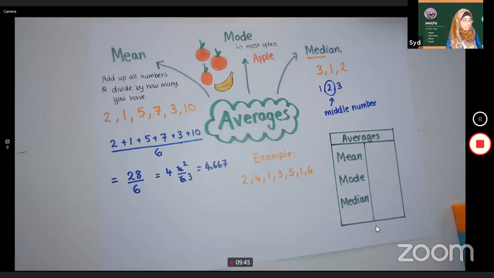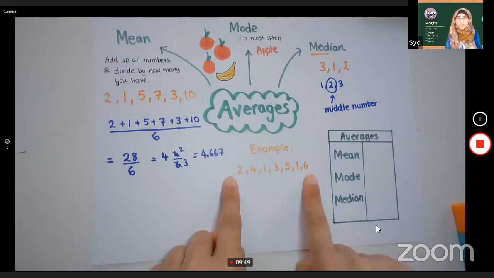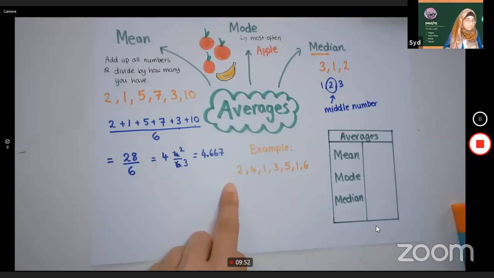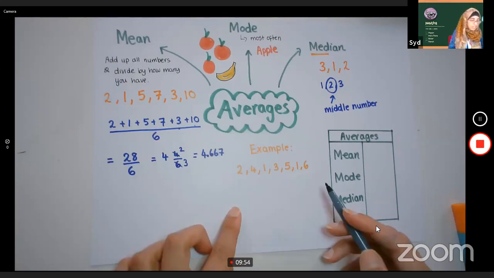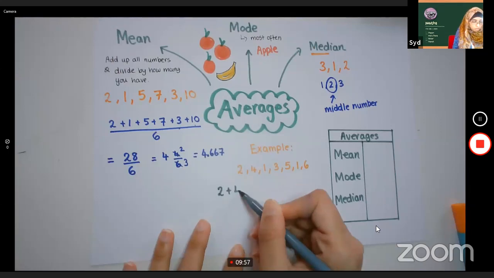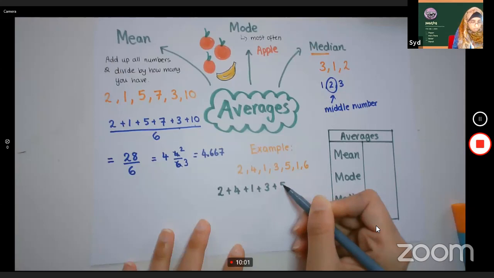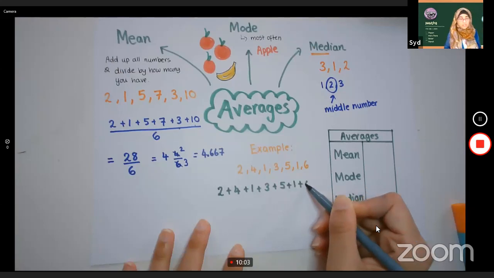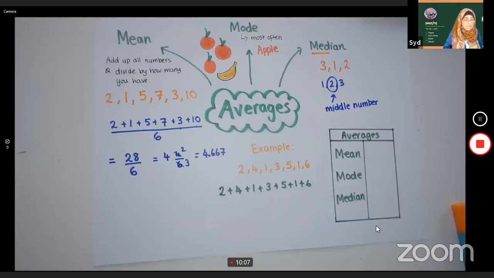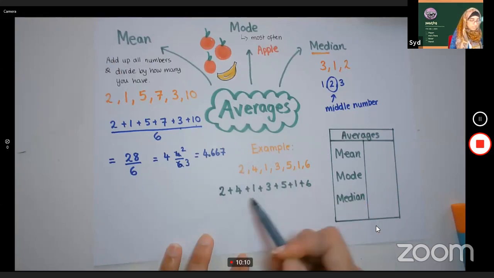Right, so first of all, let's work out the mean of these numbers. So what are we going to do? We're going to take these numbers and add them all up together. So we're going to do 2 plus 4 plus 1 plus 3 plus 5 plus 1 plus 6. And then we're going to divide by how many we've got. We've got 1, 2, 3, 4, 5, 6, 7. So we're going to divide by 7.